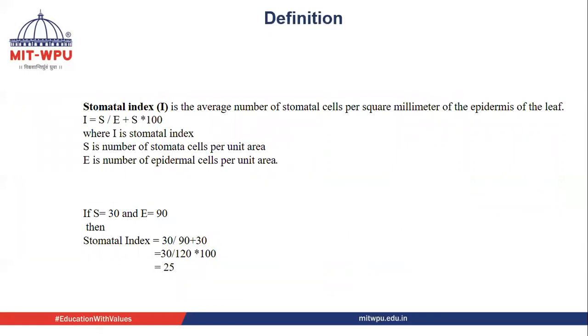As I defined stomatal number, again the stomatal index is S upon E plus S into 100. So suppose my stomata are 30 and epidermal cells are 90, so 30 divided by 90 plus 30, into 100. So my stomatal index will be 25.